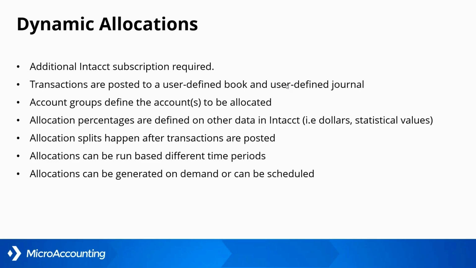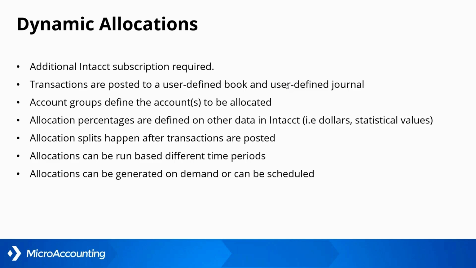You're then using other data in the system to base that allocation on. So we're basing it on other financial data or statistical data that's in the system. So those are going to be allocation percentages based on other data in the system. So again, different than our transaction allocations in that those are static amounts. These are going to be based on other values in the system and other data in the system.